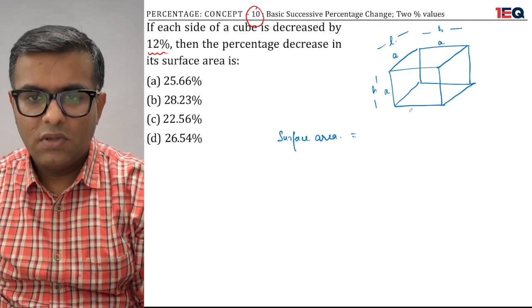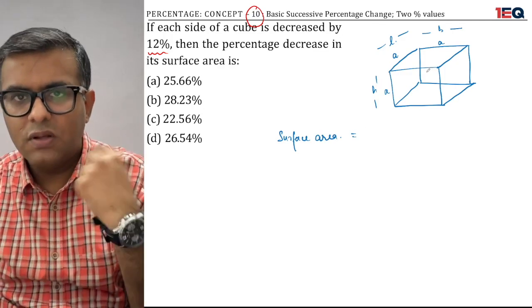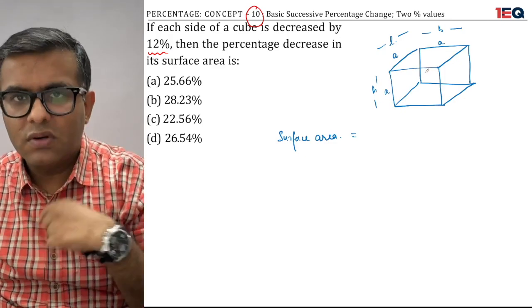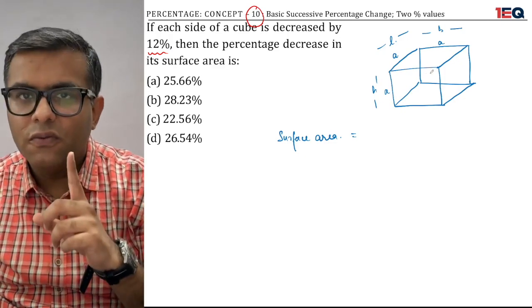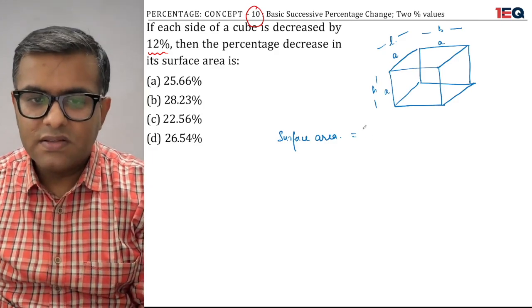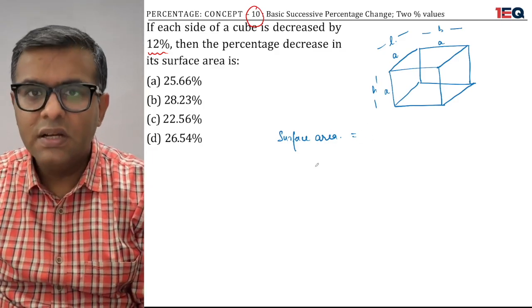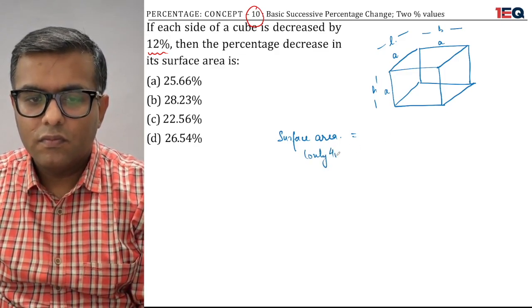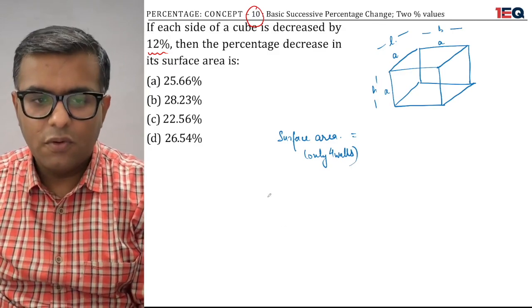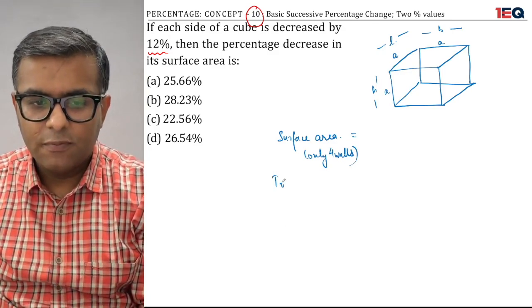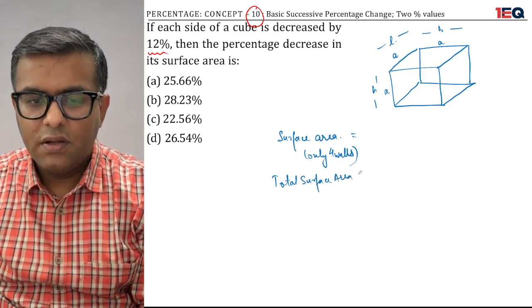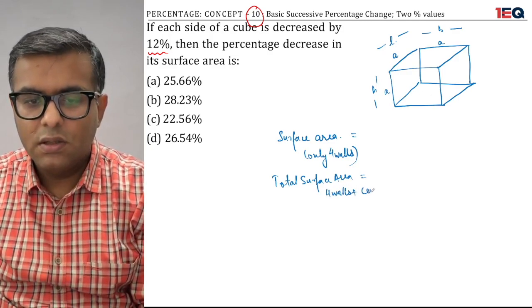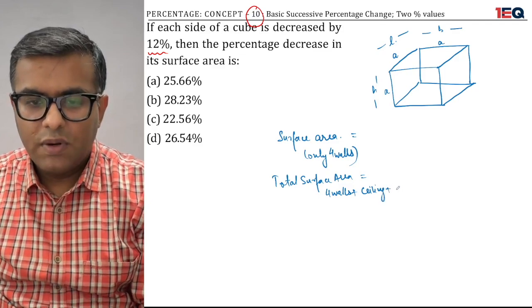I'll tell you the formula for the surface area of four walls, and also the total surface area, including the floor and the roof, the floor and the ceiling. If it talks about surface area, then you have to remember it's only talking about the four walls. If it is talking about total surface area, it is talking about four walls plus ceiling plus flooring.